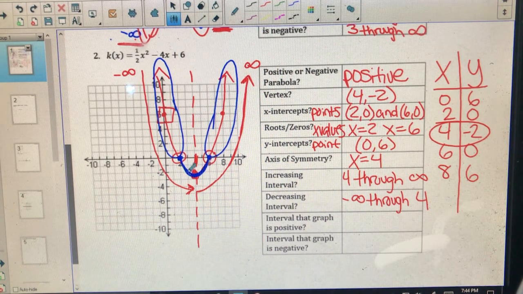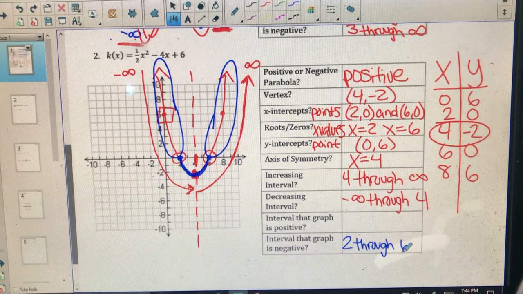Okay, so it is negative where it's below, where I'm tracing right here. From this x value, which is 2, to this x value, which is 6. So it's negative from 2 through 6. And that's it. It's never negative again. It's positive in 2 other intervals.